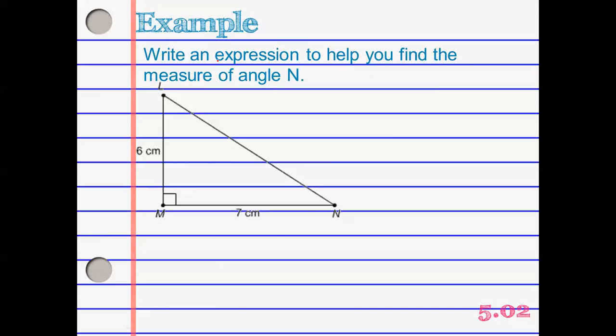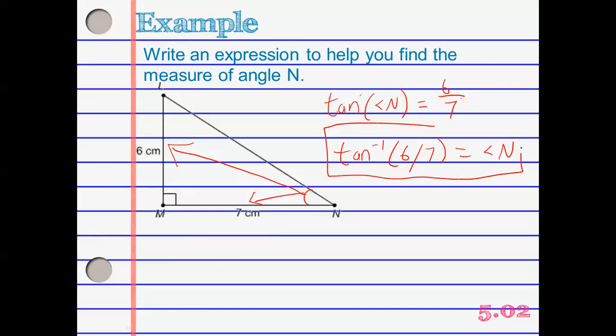This one says to write an expression to help you find the measure of angle N. So it doesn't even want us to find the measure of angle N. It just wants us to write an expression. So we know that the tangent of angle N is going to equal opposite over adjacent. For angle N, we have opposite, which is 6, and adjacent, which is 7. Since we have the ratio, but not the angle, we have to use the inverse tangent. So the inverse tangent of 6 over 7 is going to equal angle N. That would be the expression. And if they wanted you to find angle N, you could just plug it in.